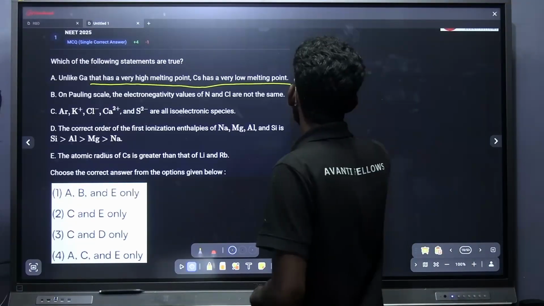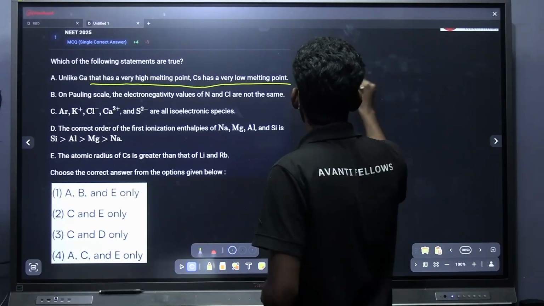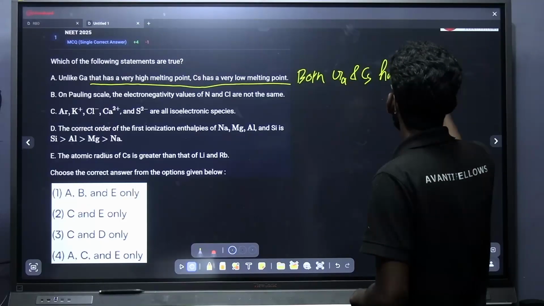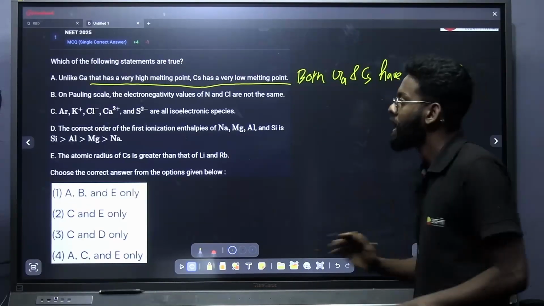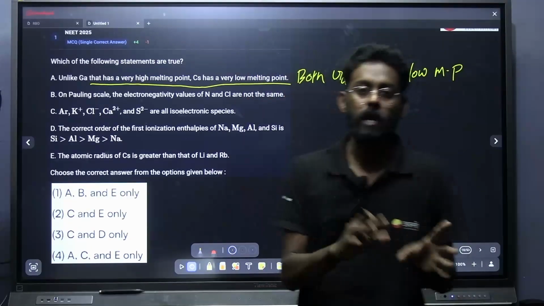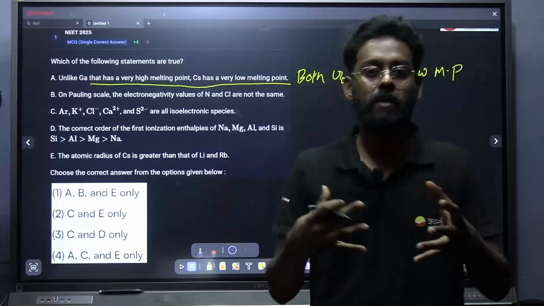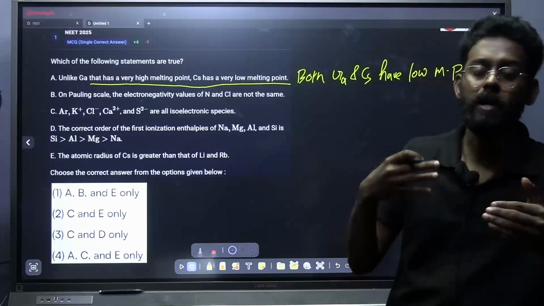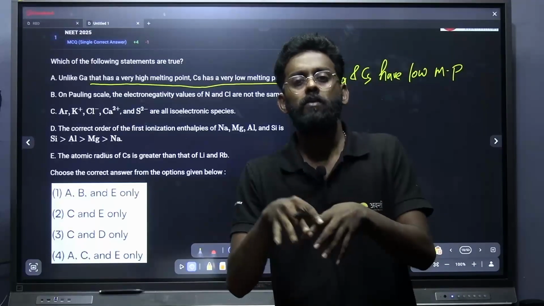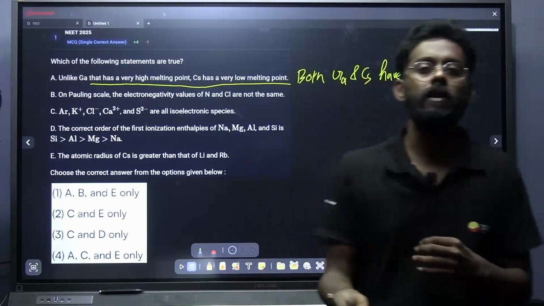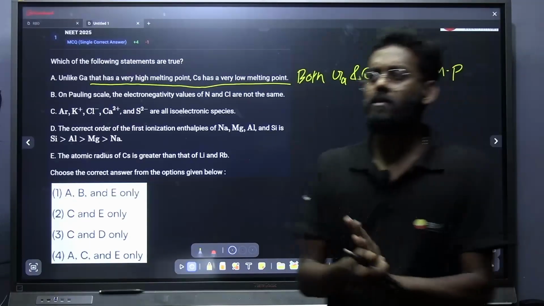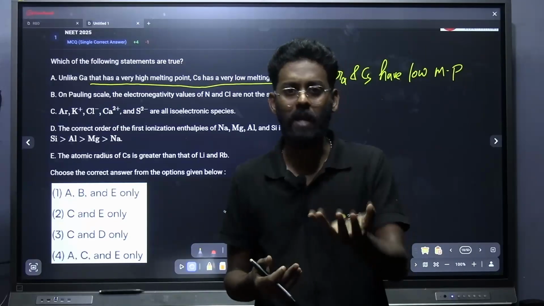Both gallium and cesium have low melting point. Gallium is having low melting point because gallium will be existing as dimer Ga2, and they are existing with the help of weak van der Waals force. As they are combining through weak van der Waals force, it's very difficult to break them, or it is very difficult to melt them. And this gallium is also called as hand melting metal.